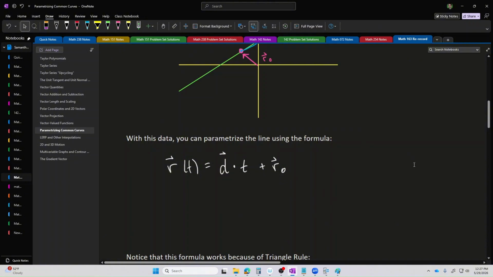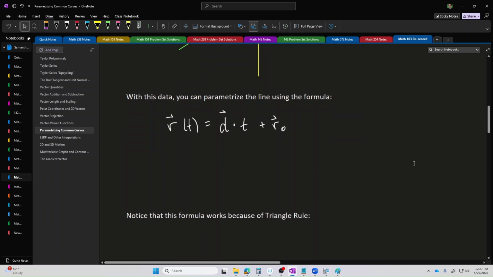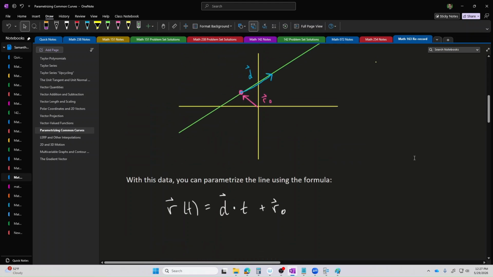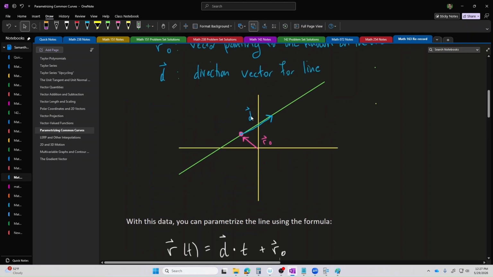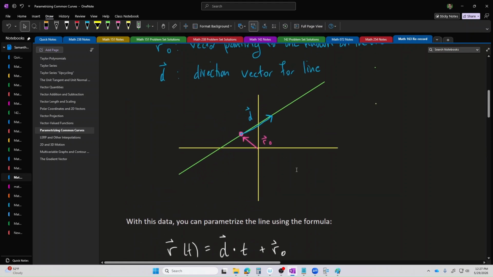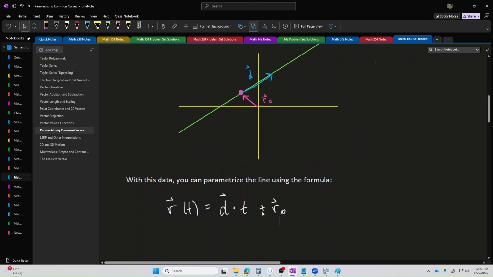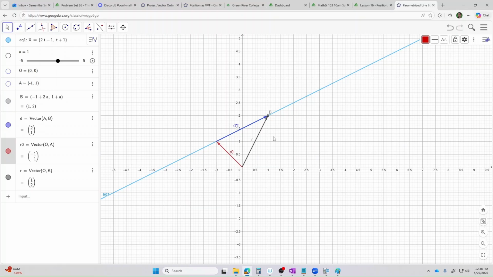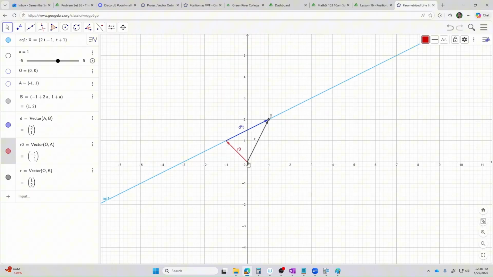A word on why this formula works. This formula works because of triangle rule. Let me go ahead and recreate this picture in GeoGebra so that we can see how this formula points to every location on the line as t takes on every possible value. So this red vector R0 is pointing to our initial known location on the line. And then this blue vector is a direction vector for the line.